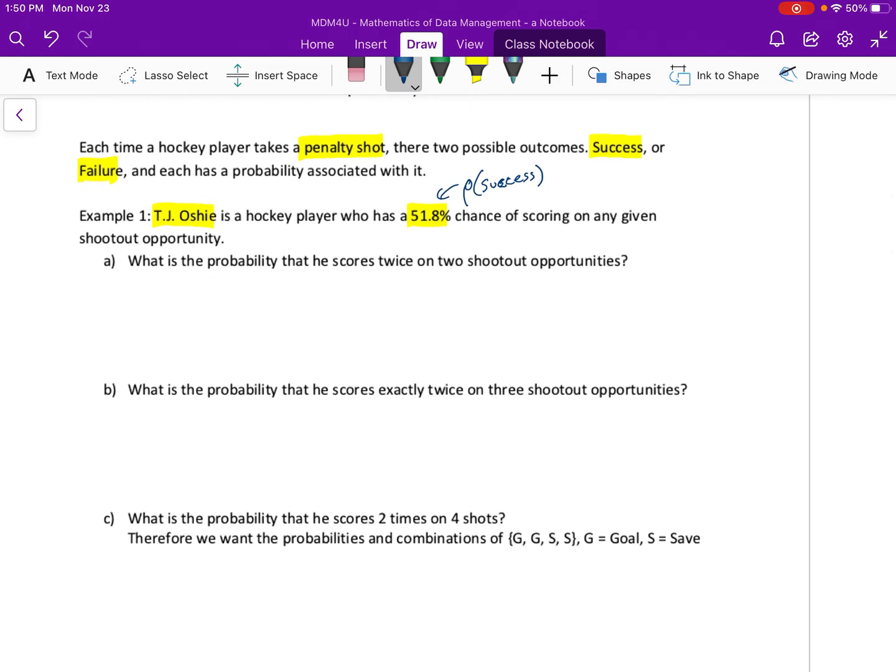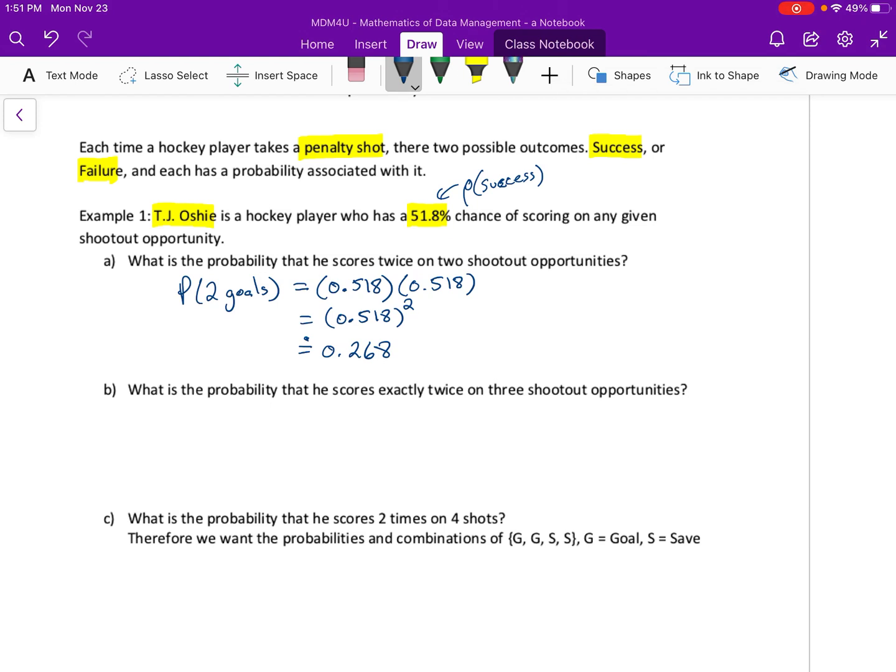So we're going to look at a trend here to get a general rule. The first one asks, what is the probability that he scores twice on two shootout opportunities? This one's not too complex. The probability of two goals is the probability that he scores on the first one, 0.518, and then the probability that he scores on the second one, multiplied together. I'm just going to write it as 0.518 squared, which comes out to approximately 0.268.